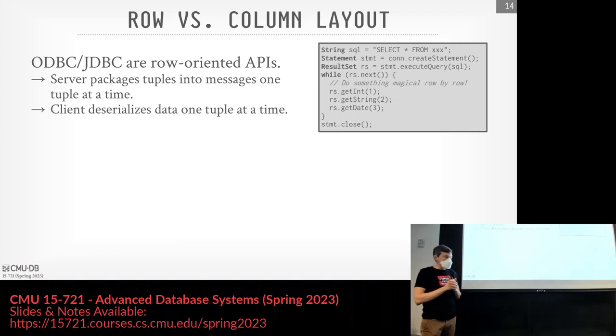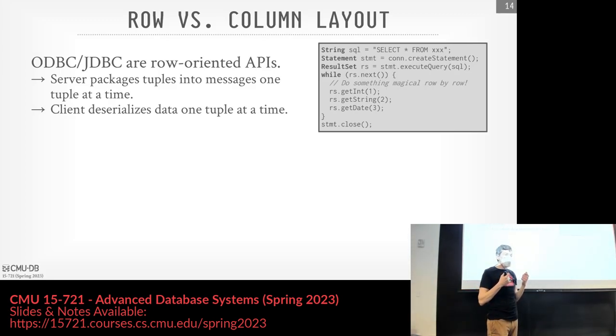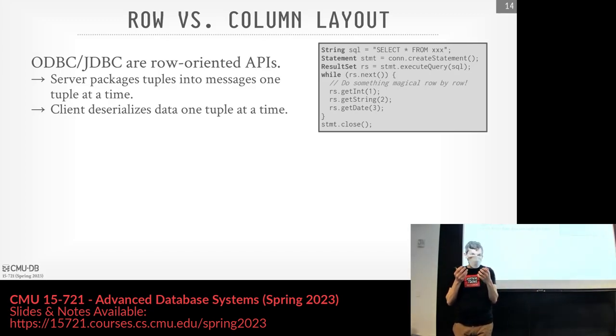All right, so the first question is how the client is going to retrieve and process the data that it receives from the database server. In ODBC and JDBC, these are inherently row-oriented APIs because they were invented in the 1990s when column stores were not a thing. They existed conceptually, but they weren't actually real systems other than Sybase IQ, which came out later in the 90s. There weren't column store database systems. Everybody was writing applications that were going to process things row by row, like in the database system. So your application, of course, would process things row by row.